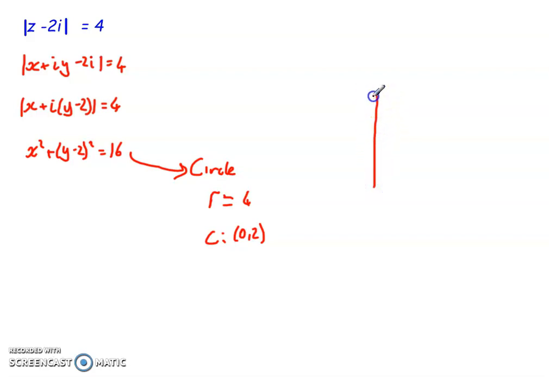So if I were to sketch that, it would look something along the lines, centre at 0, 2, so my centre would be there, circle of radius 4, it would look something along the lines of that. So there's the radius of the circle, r equals 4. So any complex number on that circle would give me a solution to this equation here. So I've got all my set of numbers for that.